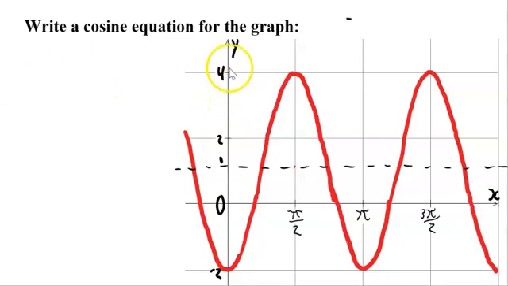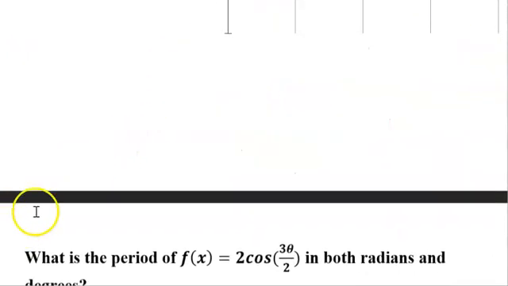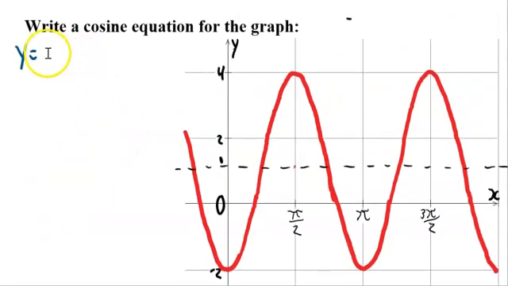Hello again. I'm going to calculate a cosine equation for this graph a different way. Now, I just did it previously with one equation, which is fine. I'm going to generate another equation, which is just as good. And we're going to start off with the general equation for a cosine. So y equals a times cos(bx plus c) plus d.